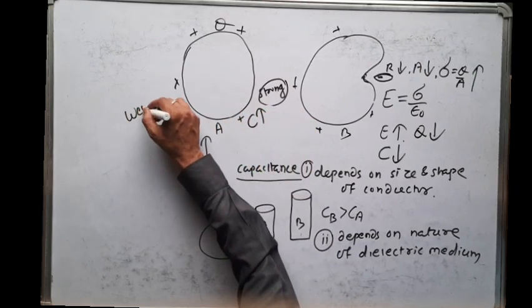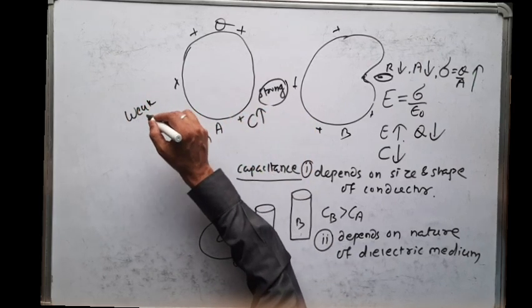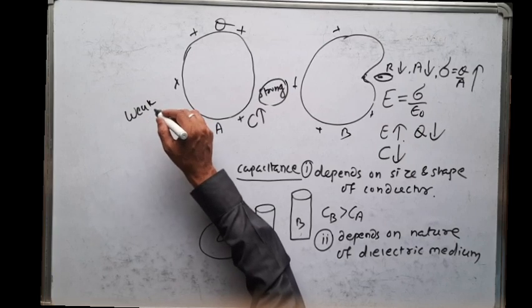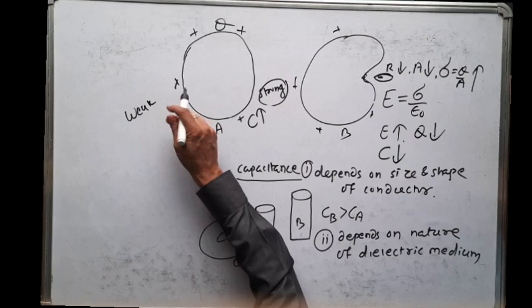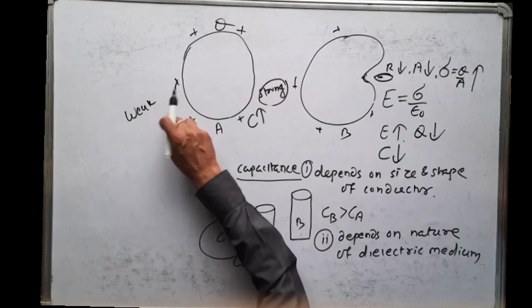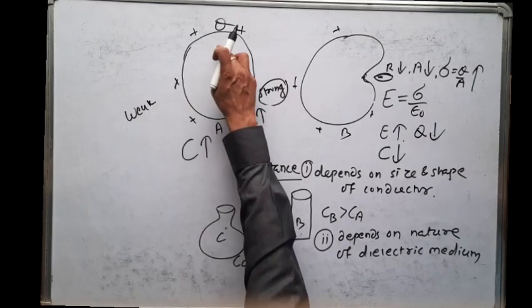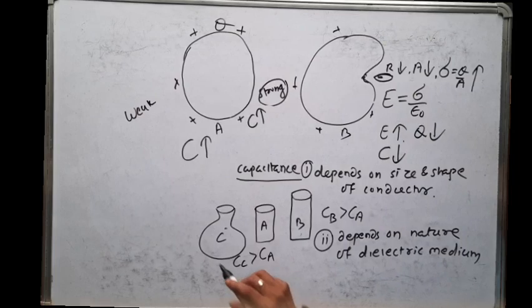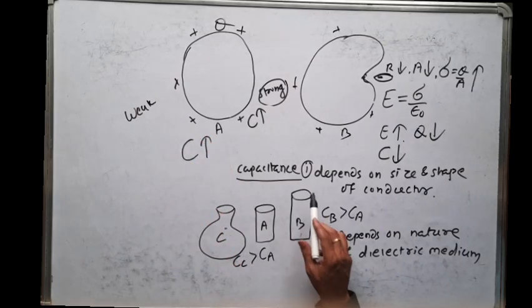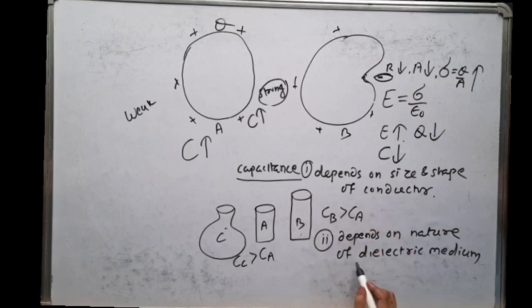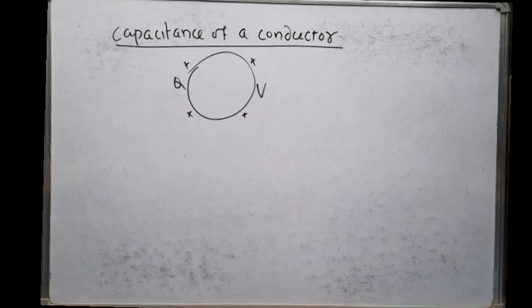If we take a weak dielectric, whose dielectric constant value or relative permittivity value is less, in that case a smaller electric field can polarize, or break, the dielectric medium. So in that case, the charge capacity of the conductor will decrease. That means the capacity of a conductor depends upon the nature of the dielectric medium. So capacitance depends upon the size and shape of the conductor, and it also depends upon the nature of the dielectric medium. Now, what is the mathematical formula of the capacitance of a conductor?